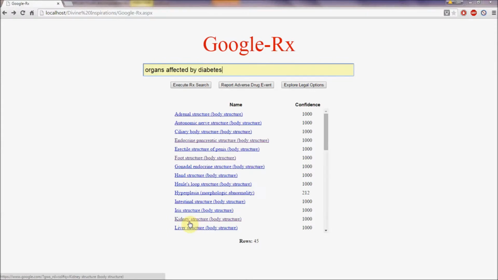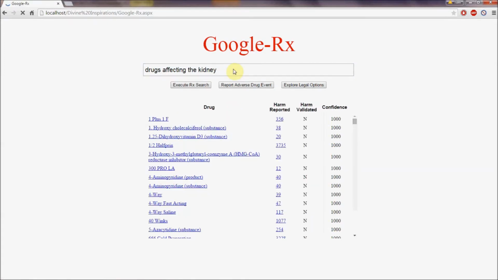Let's now go back and ask about drugs affecting the kidney. We can do that as follows. Drugs affecting the kidney. And we see many rows returned from this query.